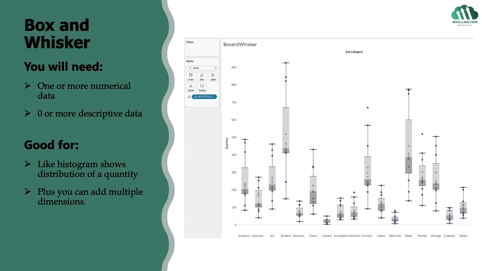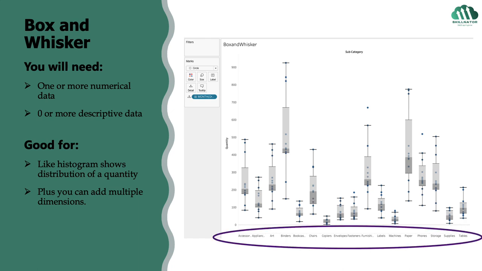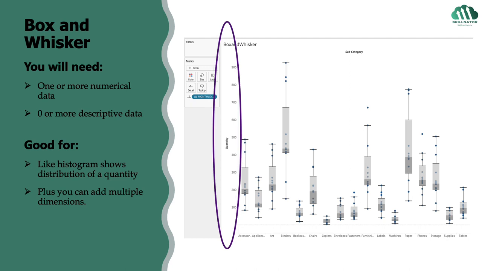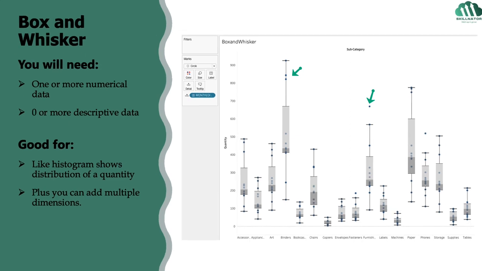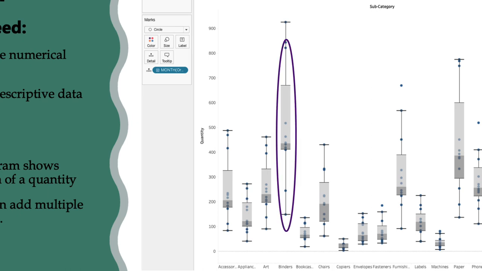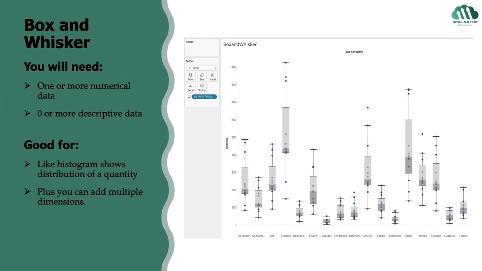These charts show the distribution of a measure, but here you can also break it down by dimension. For example, here I have plotted the subcategory dimension on the x-axis and quantity sold on the y-axis. The dots are individual months. To read this chart, let's take an example of binders. It's telling us that in most of the months, the quantity of binders sold was in the range of 400 to 600 units. There was only one month where the sale of binders was around 900 units. If this chart sounds complicated, don't worry. Once we create this chart in the upcoming lectures, it will make sense.